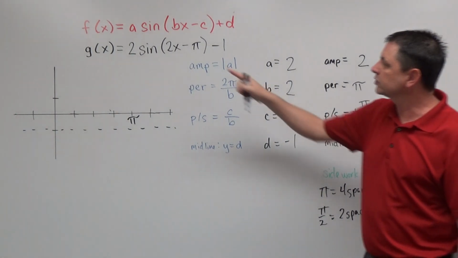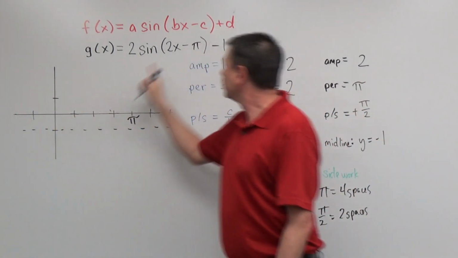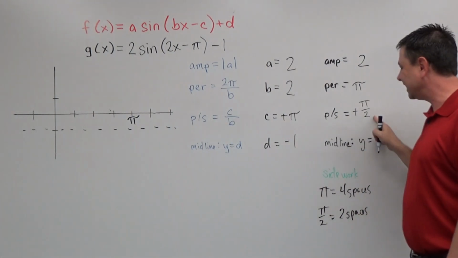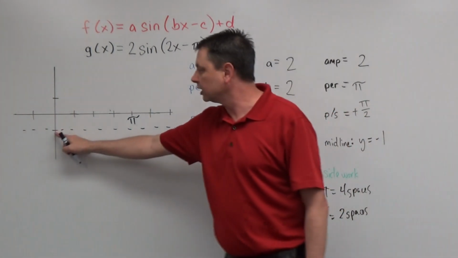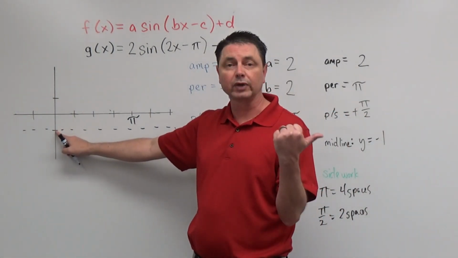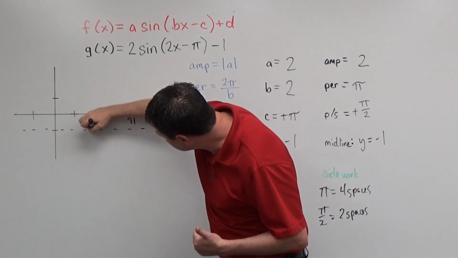And we're ready to go. Sine is going to start on the midline. But we do have a phase shift of right pi over 2, and we said that that's going to be 2 spaces. So we're not going to start at 0. It's going to shift right 2 spaces. It's going to start right there.